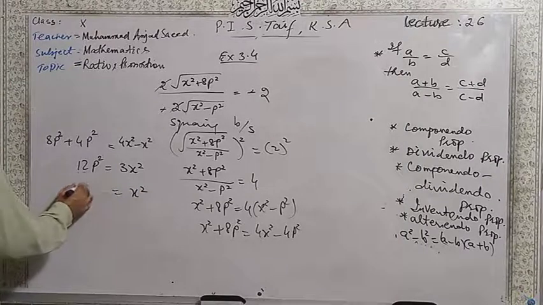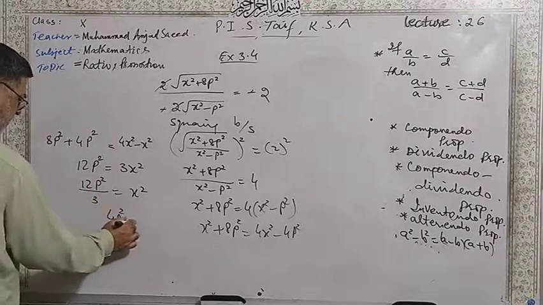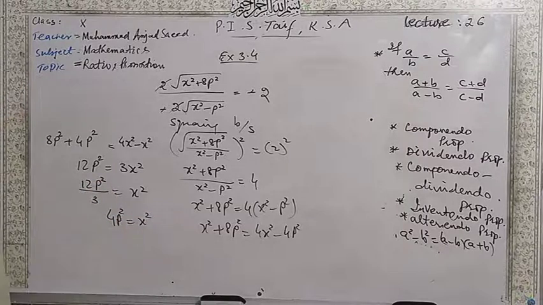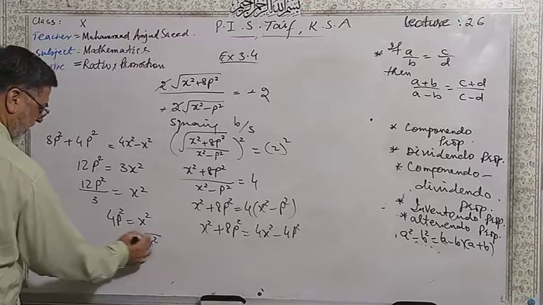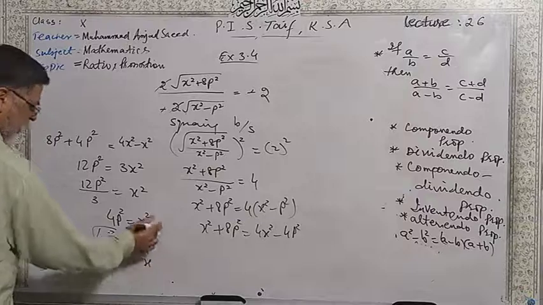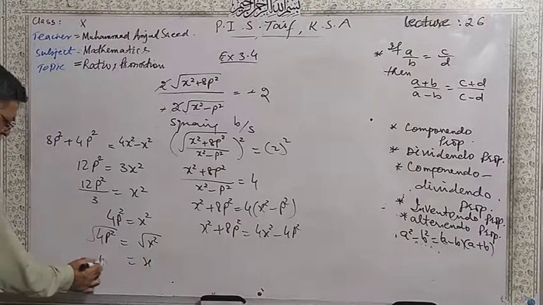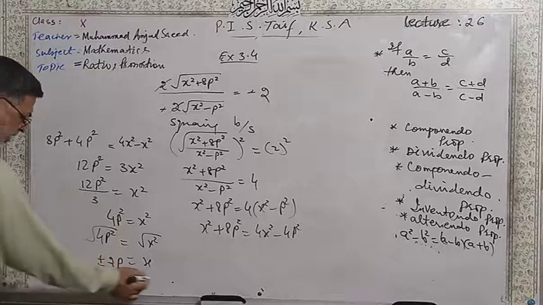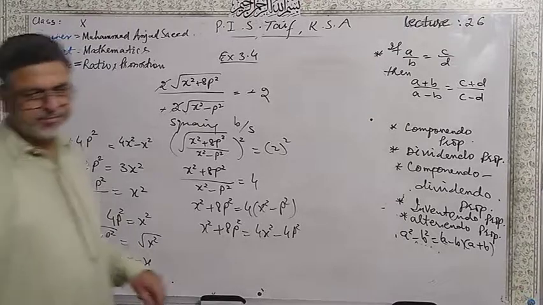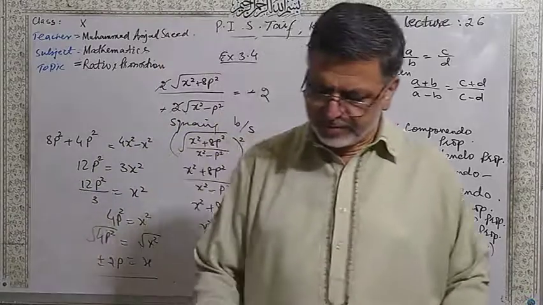Now x square is equal to 12p square over 3, that is 4p square. x square is equal to 4p square. Taking square root on both sides, square and square root cancel out, we get x here and here will be plus minus 2p. That's your answer. Plus minus 2p, this is your answer.